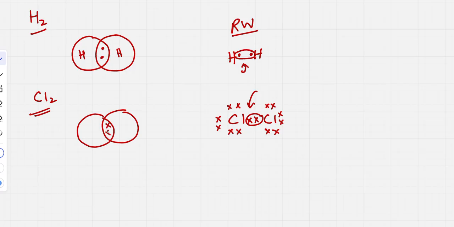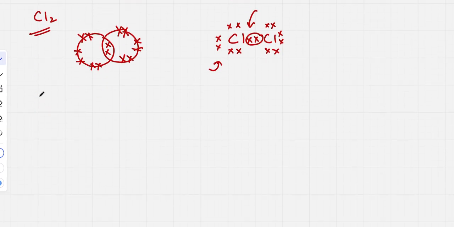So it's like a Venn diagram, where in the overlap you draw the shared pair, which is common in both. And then the unbonded electrons, there are 6 over here, so we'll place 6 crosses over here, and then we'll place 6 crosses over here like that, because this chlorine has 6 electrons and this has 6. I hope you're getting it.